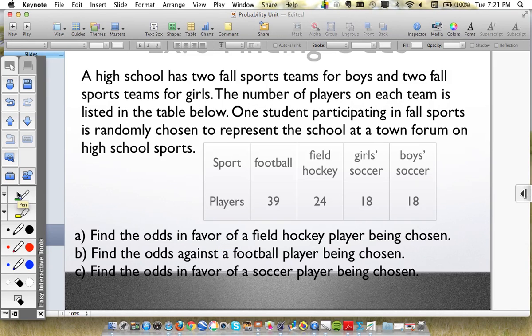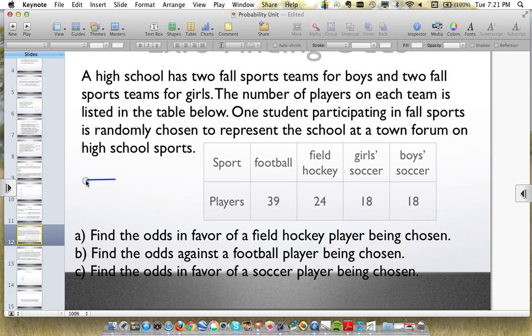Come back over here. Okay, so the first question says, find the odds in favor of a field hockey player being chosen. So again, the odds in favor would be the favorable outcomes, so 24 of those, over the number of unfavorable outcomes. So we have to add up the other unfavorable outcomes. So 39 plus 18 plus 18 again. And that gives us 75.